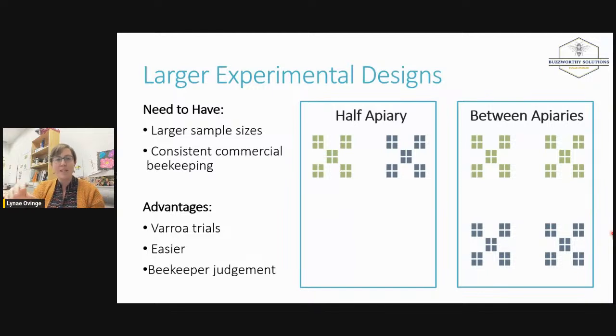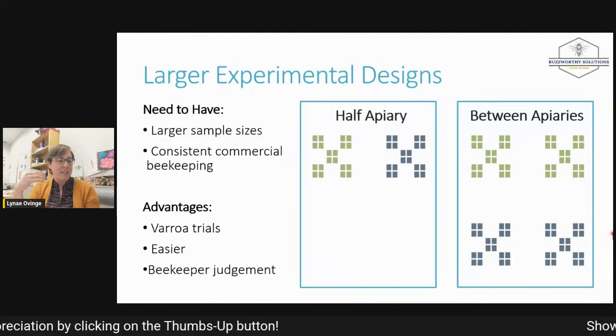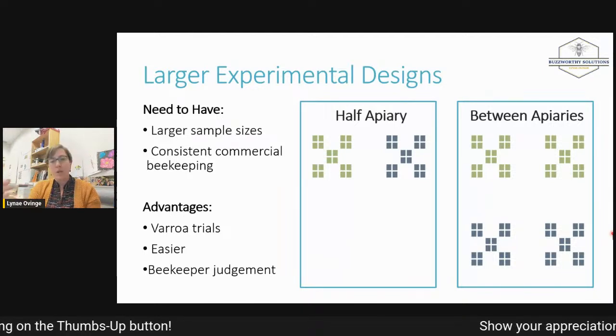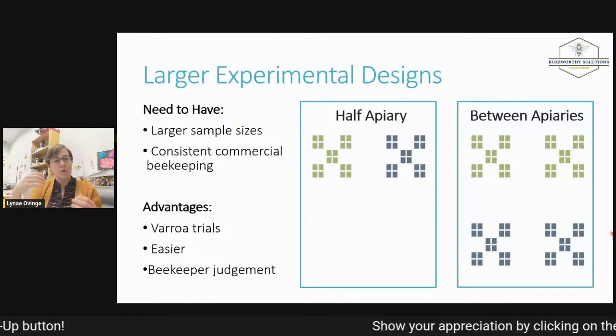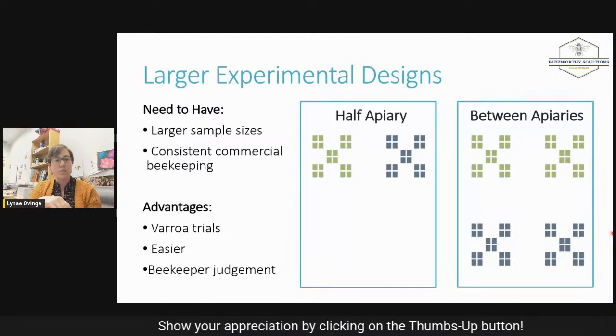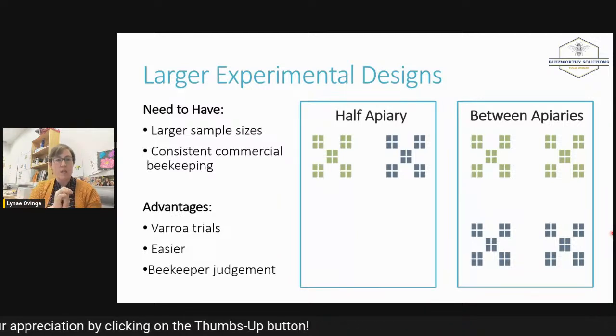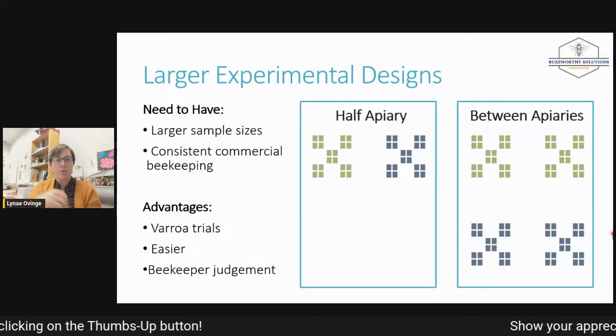But if, say, you're moving all your favorite hives to the left sides of your yards, or something more like, you're trying to compare a yard of nucs with a yard of doubles, those are some things you'll have to look out for. But we need to have consistent commercial beekeeping where everything's really done the same so that we can compare whole apiaries.